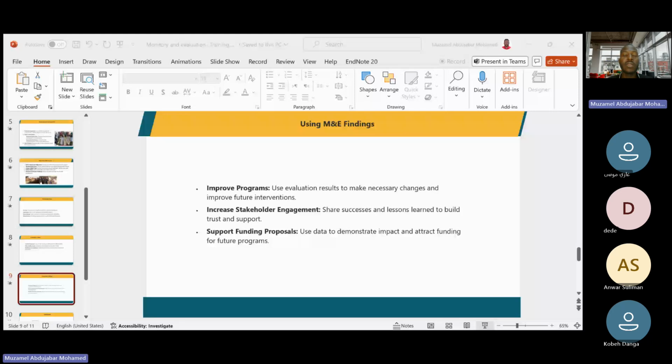In the findings of the monitoring and evaluation, after finishing the monitoring and evaluation or finishing the project, you have to share the success story to let others gain the benefit. Yeah. And also, monitoring and evaluation can increase the stakeholder engagement.